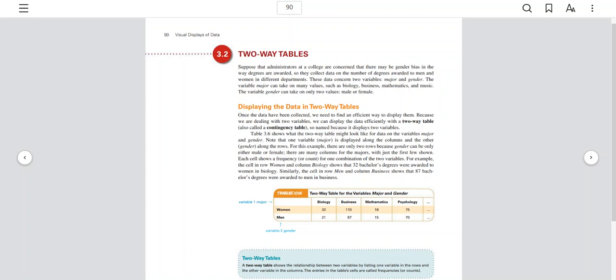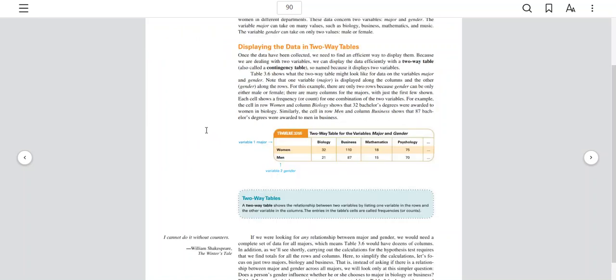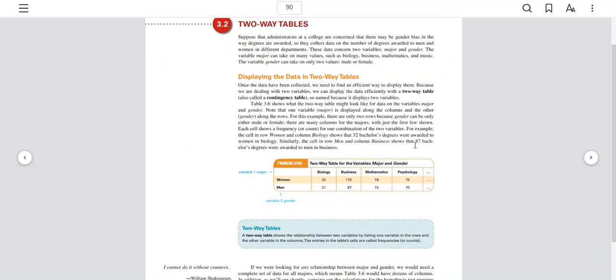This is going to be a short video, and I just wanted to focus on this one issue. Students have a little bit of trouble with this, but it's a very important concept in statistics. What we mean by a two-way table is that we're comparing two different variables. So, for example, in this example we have variable one, which is major.